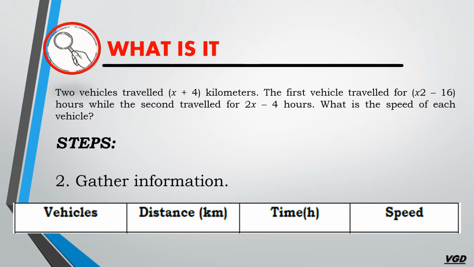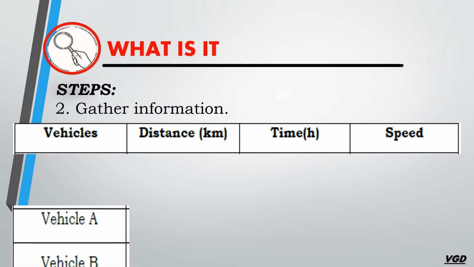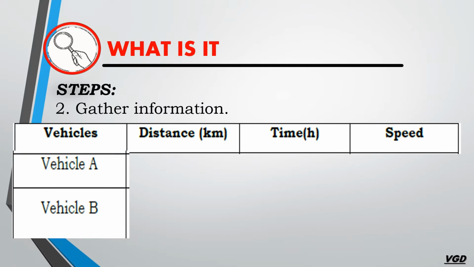So the second step is to gather information, and based on the problem, we will be able to get the following information, such as two vehicles, so the number of vehicles, the distance that they have traveled, in kilometers, and also the time that they have traveled, and also we need to have this information which is unknown, and that is the speed of each vehicle. Take note that based on the problem, we were able to know that there are two vehicles in the problem which traveled a certain distance.